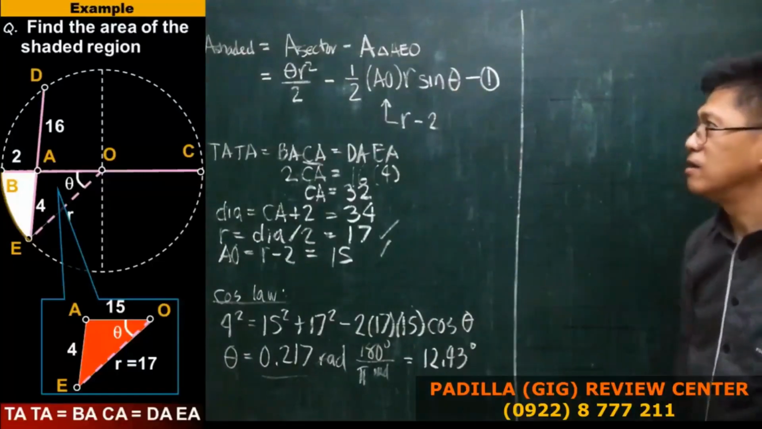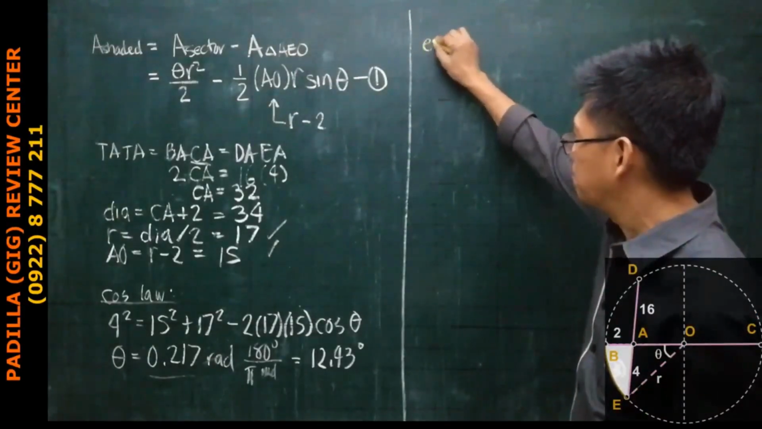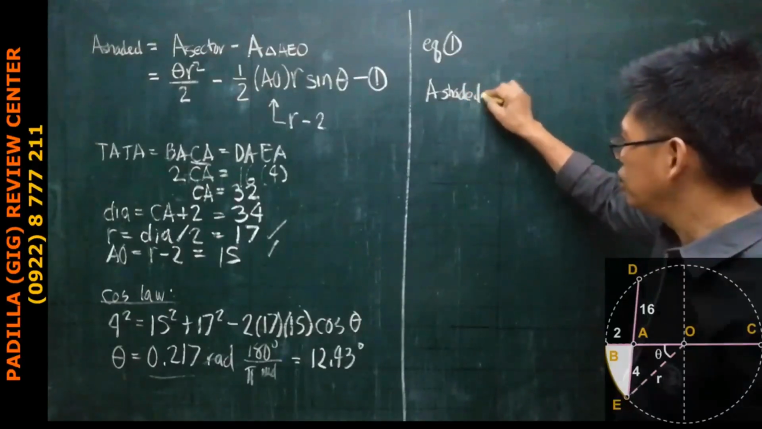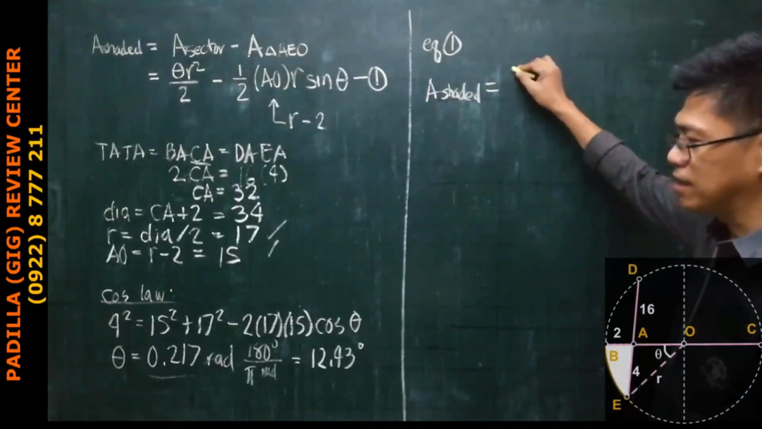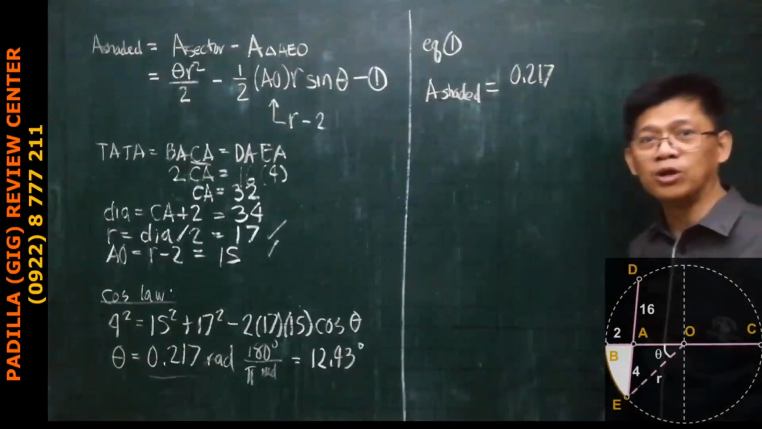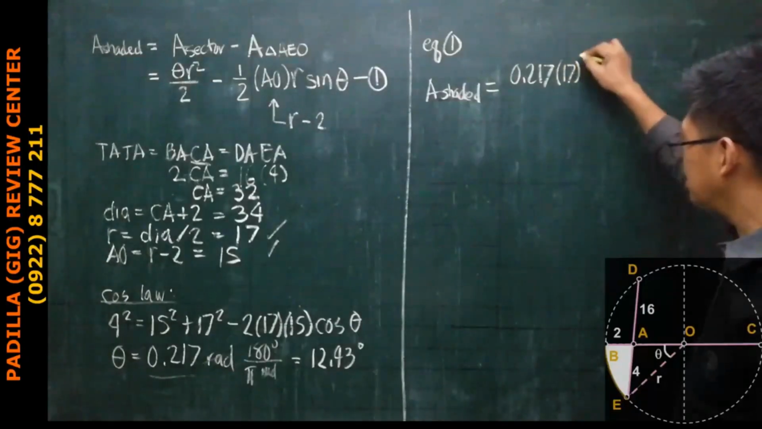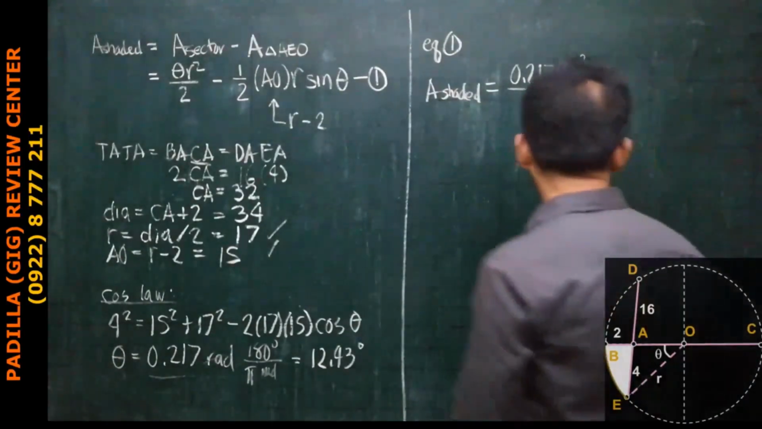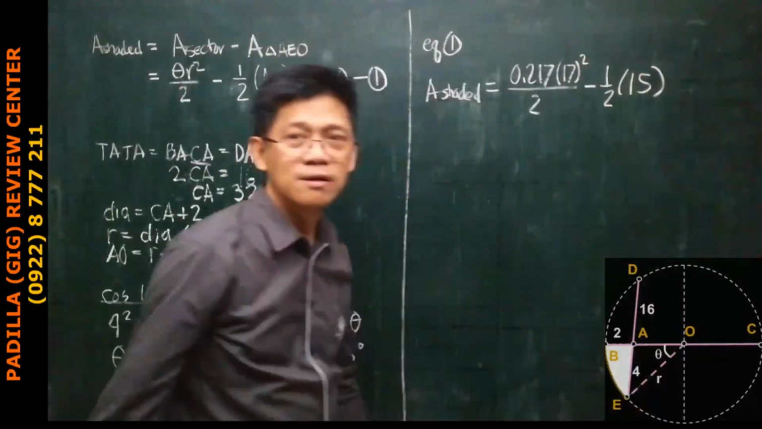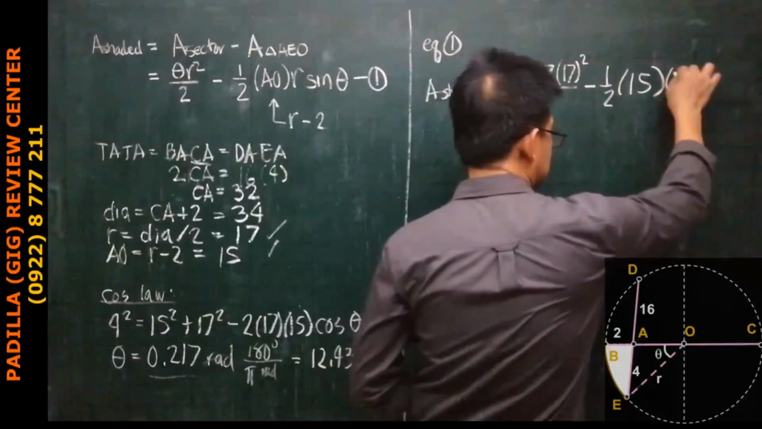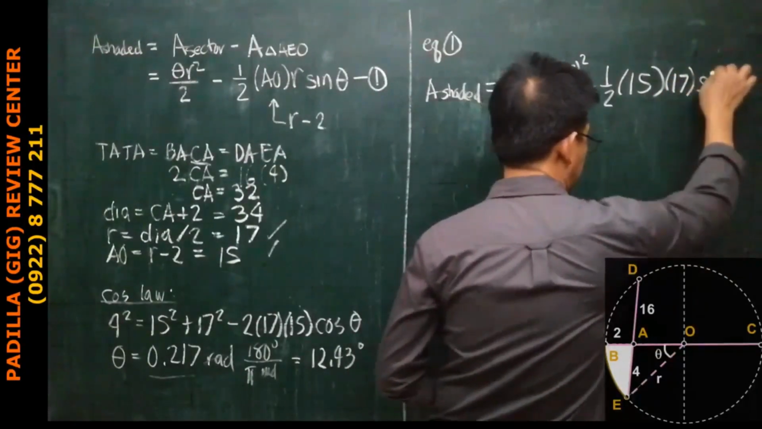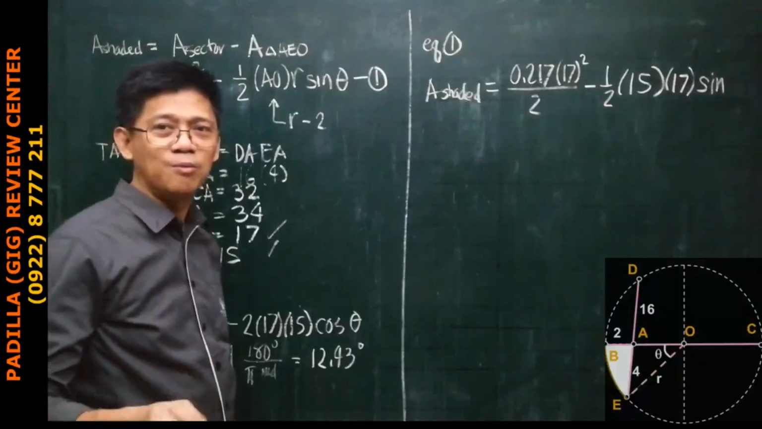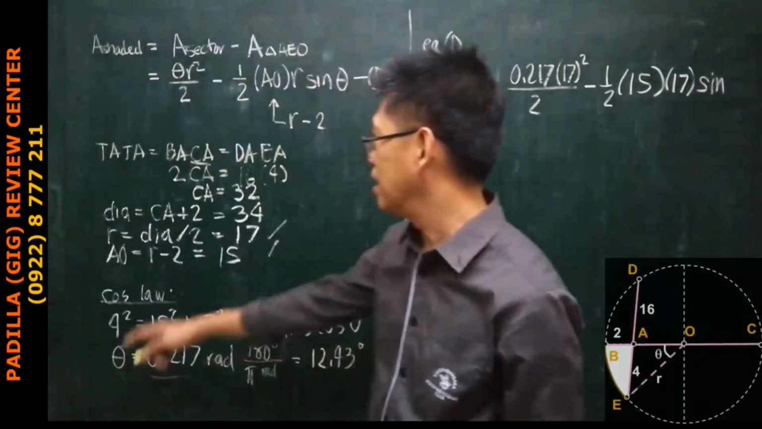So, if we will solve our area of shaded region now using equation 1. Substituting to this equation 1, the area of our shaded region is going to be equal to theta in radians 0.217 multiplied by r squared, 17 squared over 2, minus 1/2 of AO. Our AO is 15 multiplied by R. Our R is 17 times the sine of the angle theta. Yung theta natin dito, pwedeng naka-degree, pwedeng naka-radian. Ang mandatory radian lang is etong theta na to.